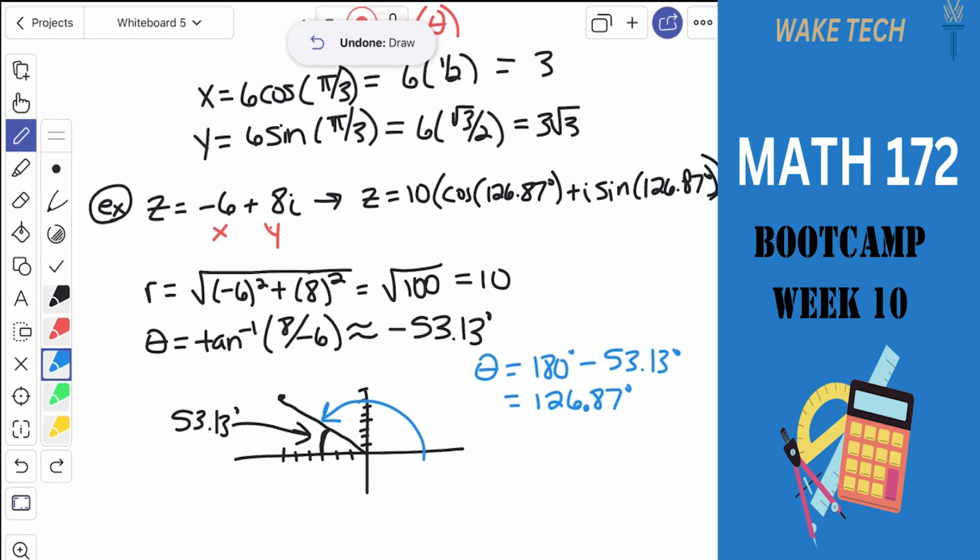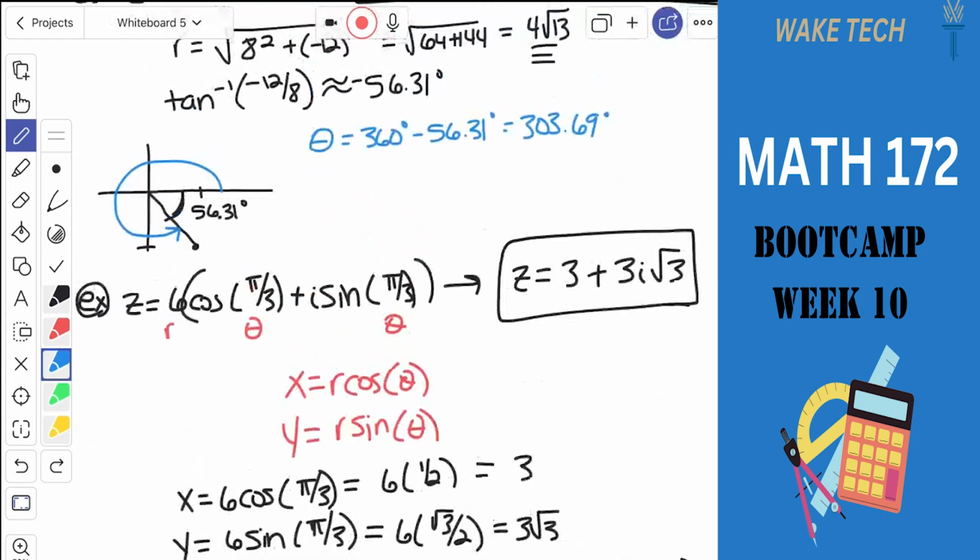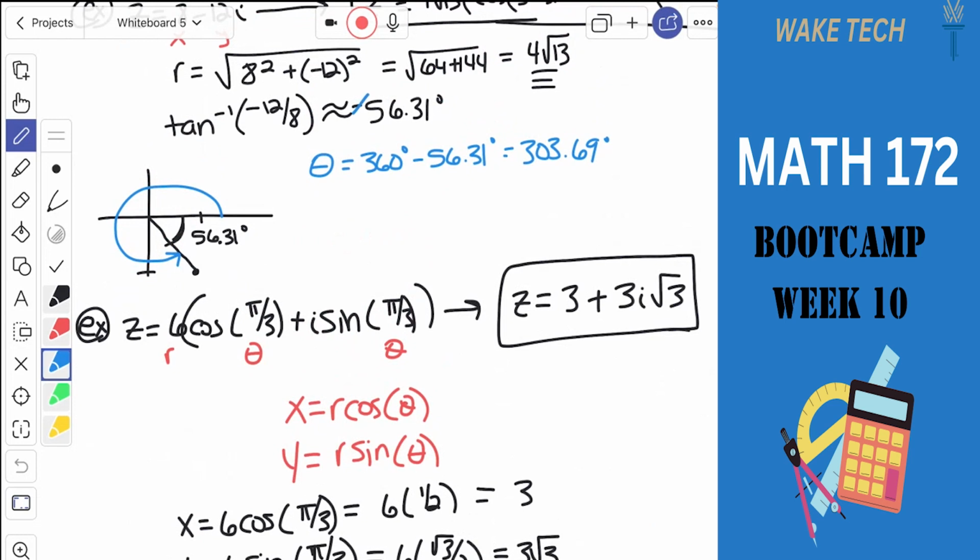I'll scroll back up in a second, but I don't think I can squeeze it all in. That's exactly what we did back here as well. For the first one, we ignored the negative sign only because we were interested in the reference angle. And again, that's the one connecting the x-axis and the line we drew. So the reference angle is the one in between there.